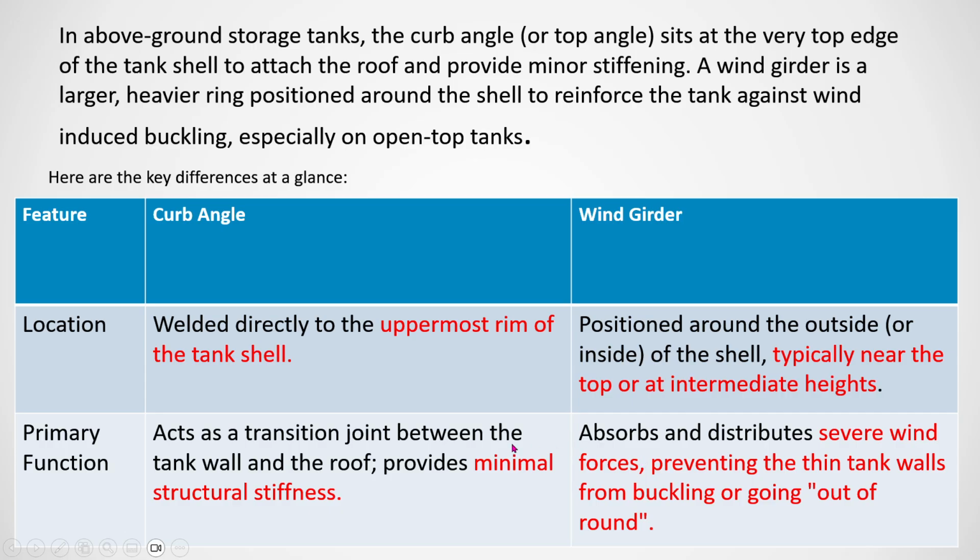Now the difference between the curb angle and the wind girder. The curb is at the uppermost rim, and it is directly welded with the shell. The wind girder is typically near the top, not at the top portion, and an intermediate wind girder is also provided. The curb provides minimum structural stiffness, but here it is a very big structural stiffness, because the size is more. That's why it gives a much bigger structural stiffness than the curb angle.